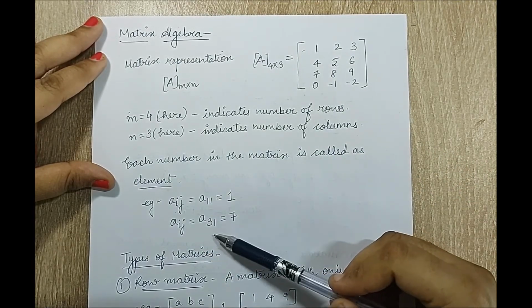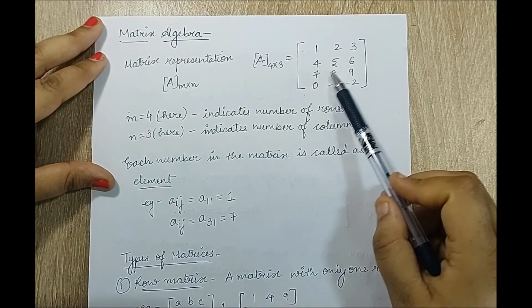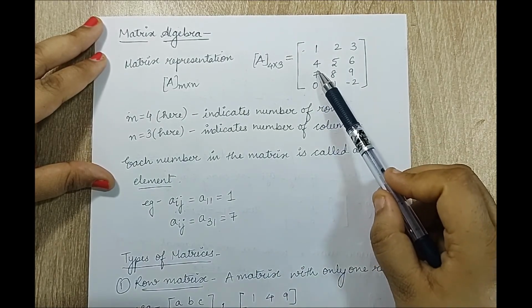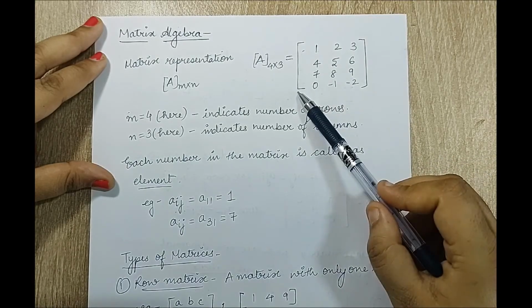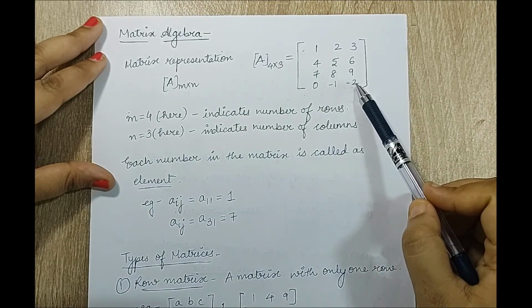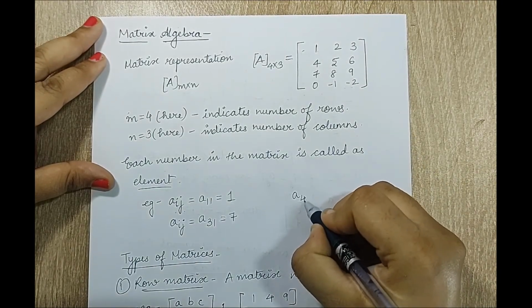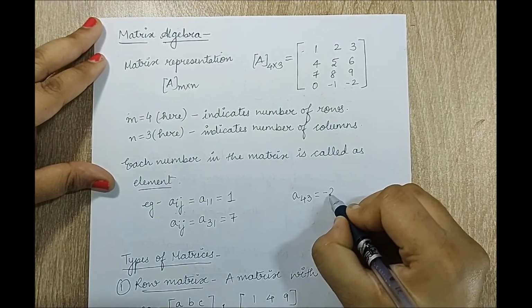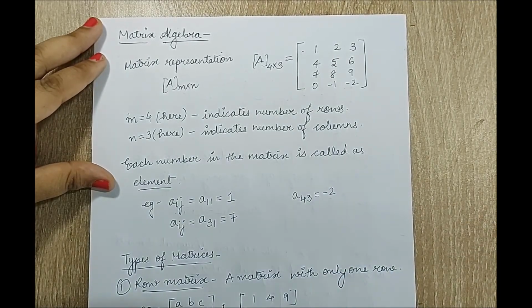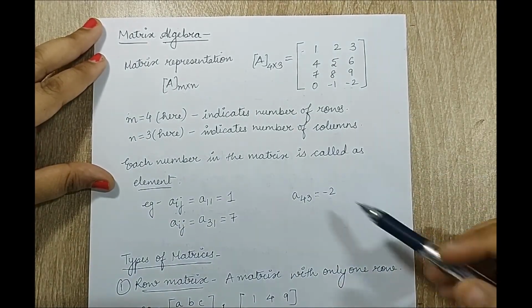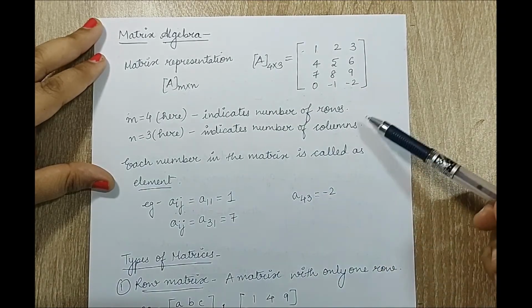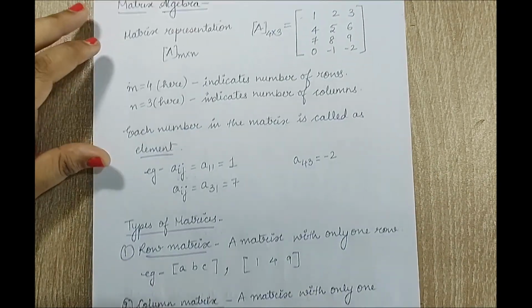Similarly, A31 means the third row and the first element, which is 7. I can also read the fourth row in the third column over here is minus 2. So if I want, I can write down A43 is equal to minus 2. And so on, you can write for all the elements. So this is how a matrix and an element in it is represented.